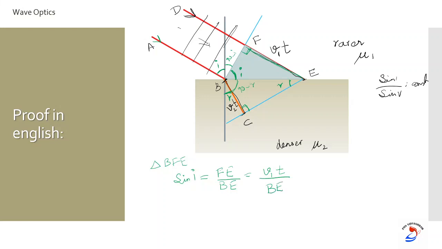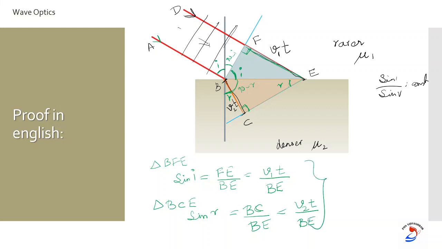Now let's see the next triangle, which is the lower triangle, triangle BCE. It is this triangle. Here sine R is equal to, inside the triangle, if you see R is here, we're taking sine, so the opposite side is nothing but BC divided by the hypotenuse. Hypotenuse is nothing but BE again, because this is 90 degrees. So again I have defined BC as V2t, divided by BE, isn't it?